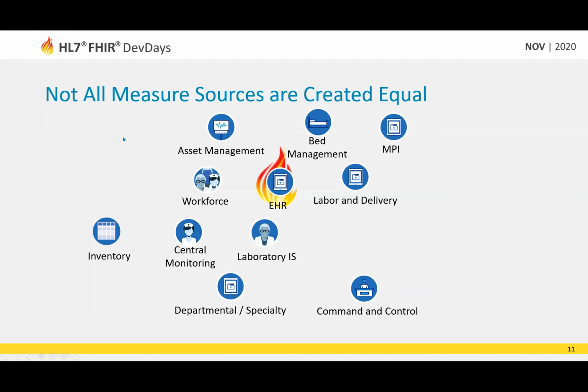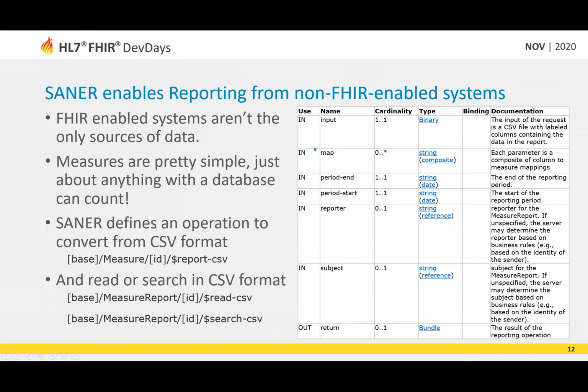Well, how does SANER support that sort of capability? So if we look at that, the lowest common denominator is that each of those information systems probably has some sort of database underneath and a way to query that database. And if it's got a database and a way to query that database, it's probably got a way to put together something like a comma separated value format file with specific column headers.